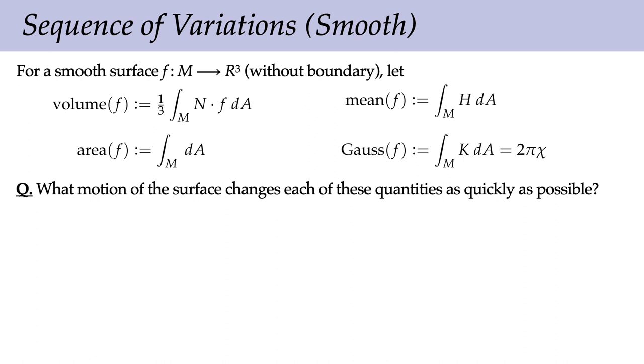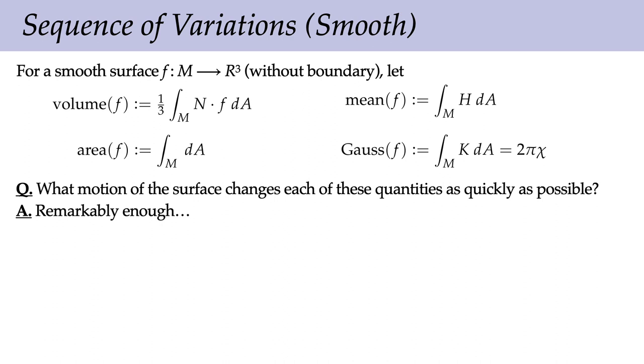So just as before, we were asking what motion of a vertex changes, let's say, an angle or an area as quickly as possible. What we want to know now is if I'm allowed to take the surface and wiggle it a little bit in any direction I like, which little motion is going to increase these quantities as quickly as possible? Remarkably enough, we're going to see that they're all related in an extremely simple way.